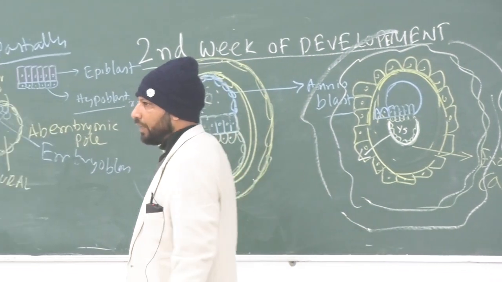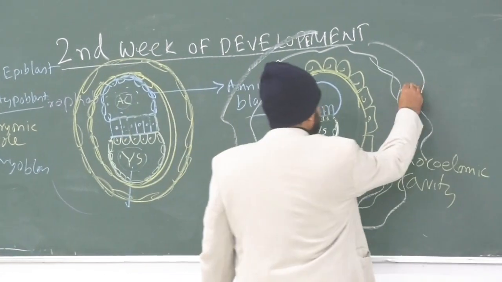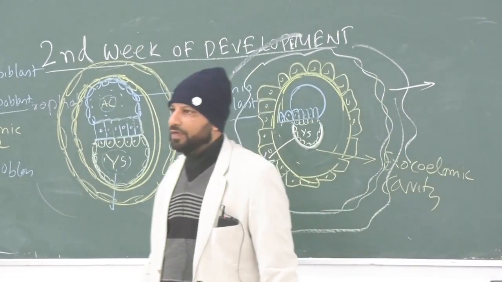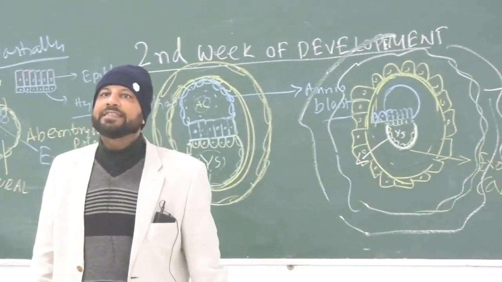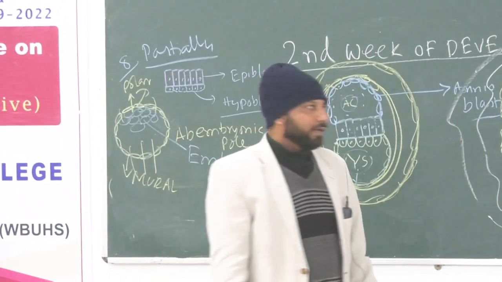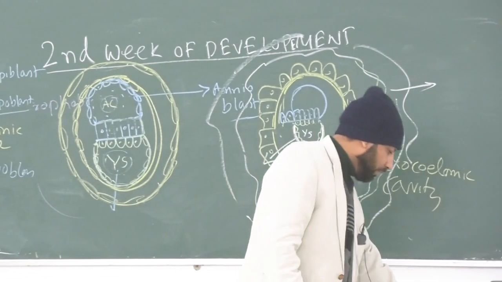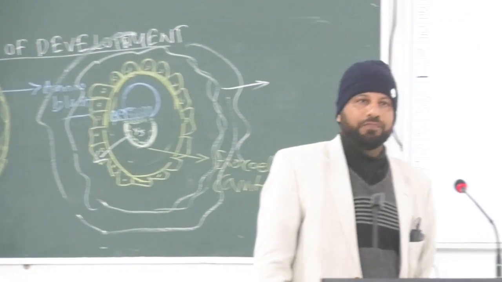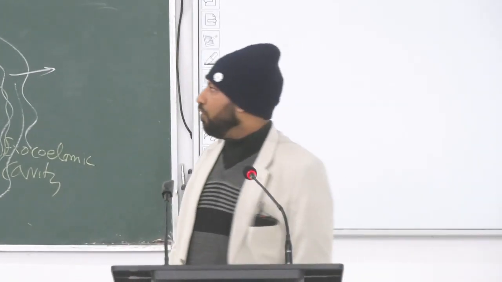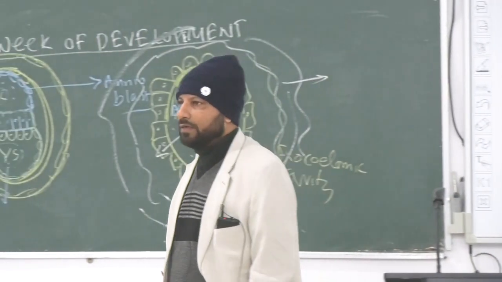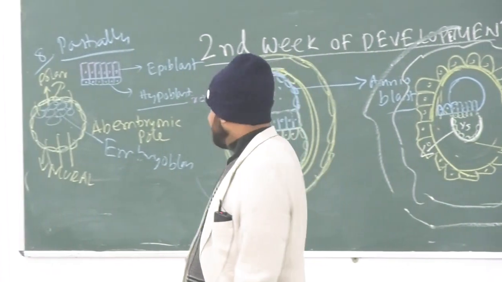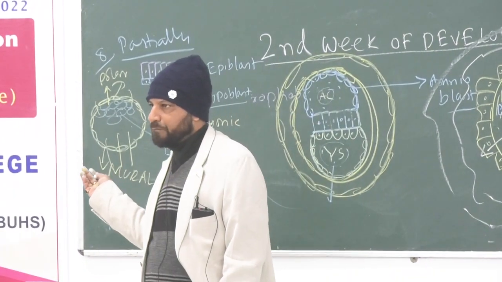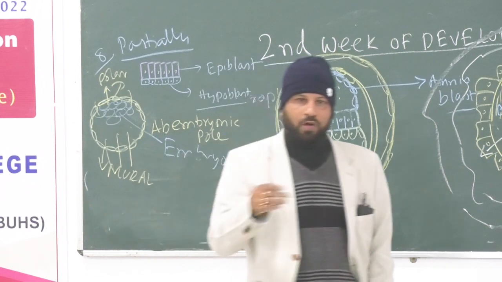Endometrium, uterine endometrium, but you cannot call it endometrium, you can call it decidua. Decidua, what is decidua? Decidua means falling off, falling off. You know the placenta, after that the placenta is formed.